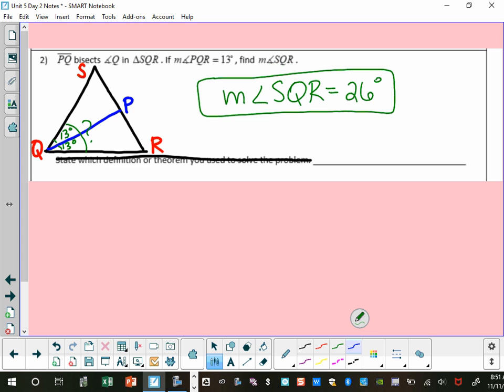That word bisect is what is allowing us to figure out what these angles are.